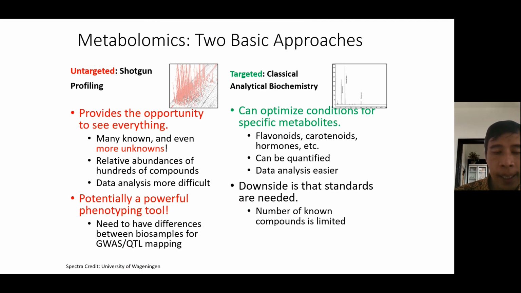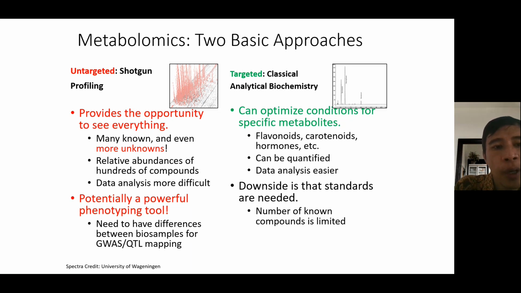So that's the workflow I talked about previously. Later, in metabolomics there are two basic approaches or methods in the analysis of your samples. The first is the untargeted method, and the second is the targeted method. So what is the difference between untargeted and targeted?